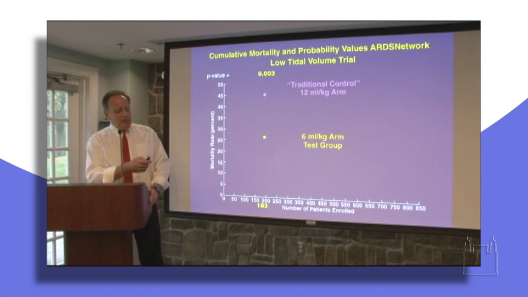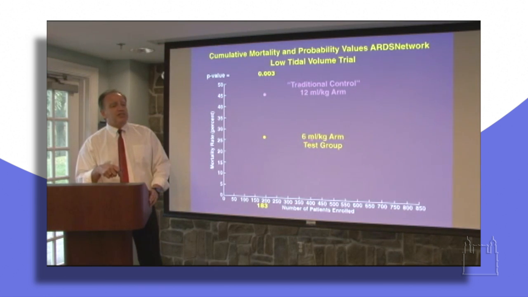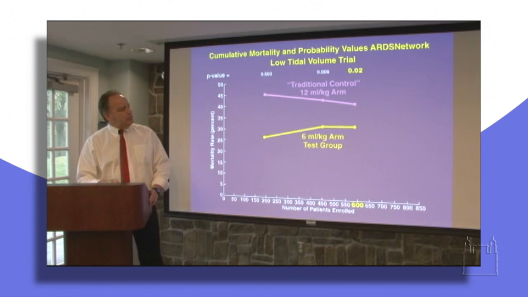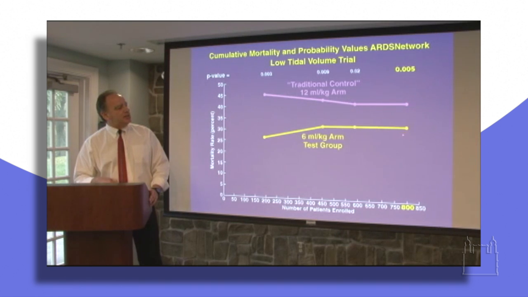And so what the people on the Data Safety Monitoring Board said was, we didn't reach the stopping rule, and nobody's getting hurt because they're getting a control, tidal volume 12 ml per kilo, usual care, and we want to prove for sure if the 6 ml per kilo is a benefit. As you went along, 450 patients still didn't meet a stopping rule, 600 did not, but at 800 patients they met a stopping rule, and they stopped the trial. And they had the statistically significant result.